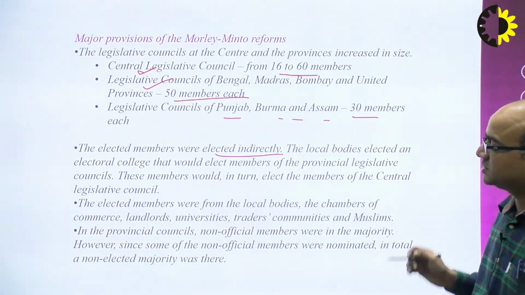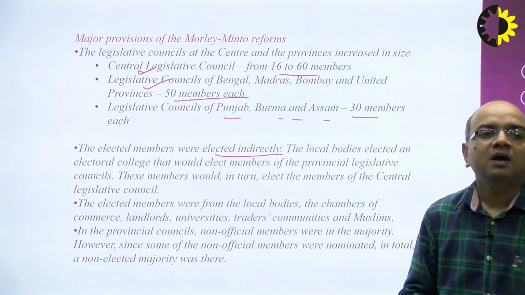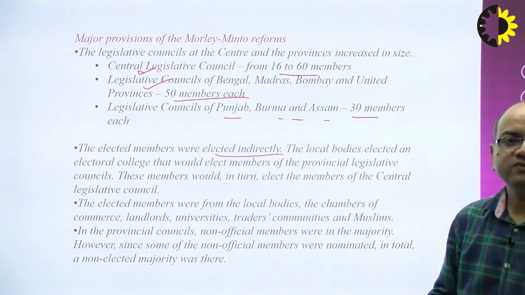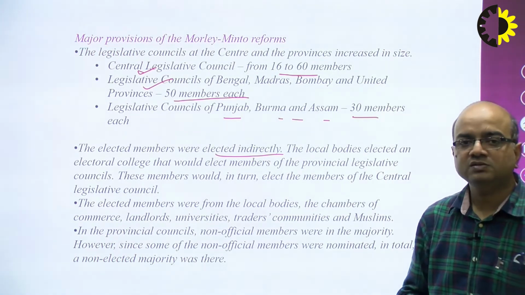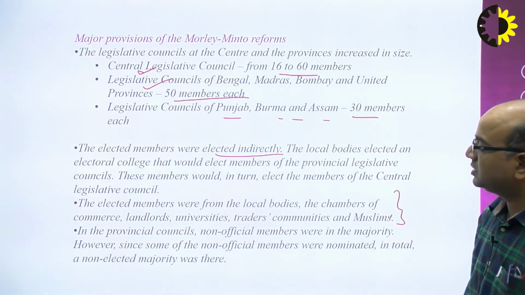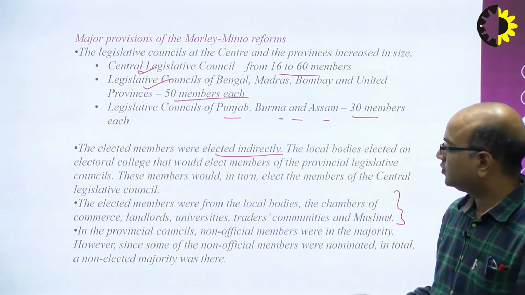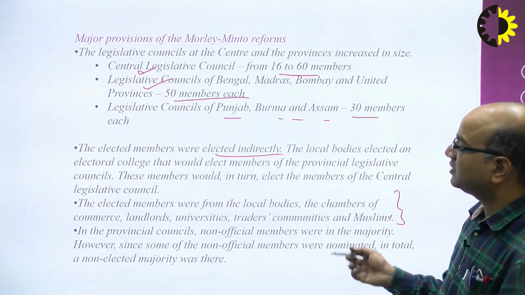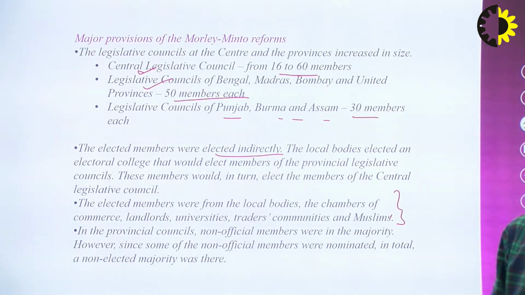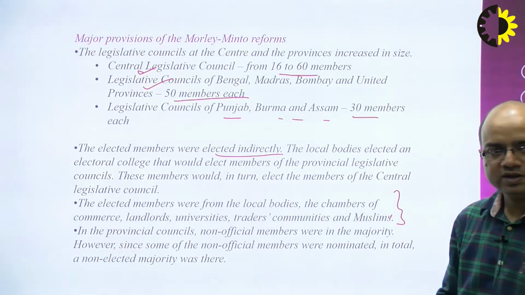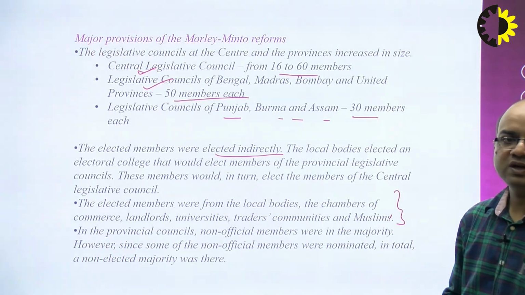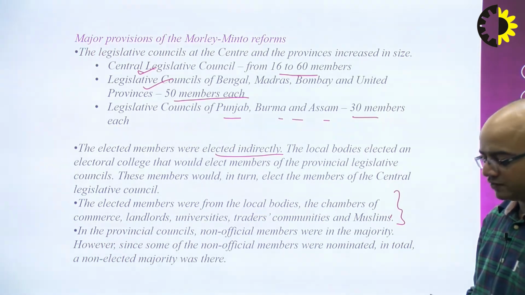This was the procedure, and the elected members came from local bodies, the Chamber of Commerce, landlords, universities, traders, communities, and Muslims. So the common man was not given the right to vote. Only influential, important people were given the right to vote. In the provincial council, non-official members were in the majority. However, since some of the non-official members were nominated, in total a non-elected majority was there.